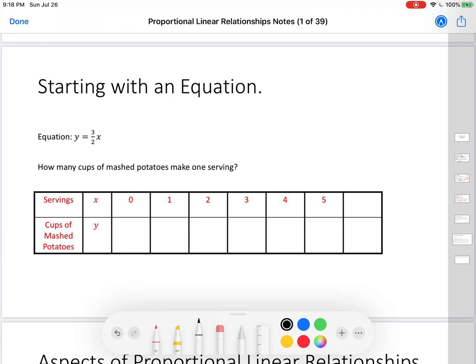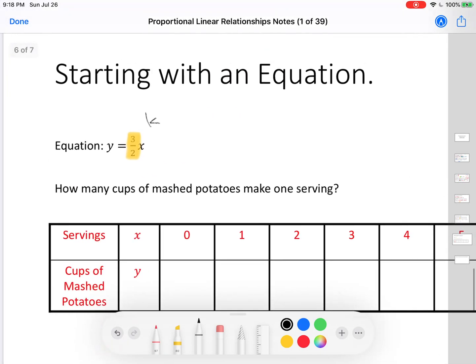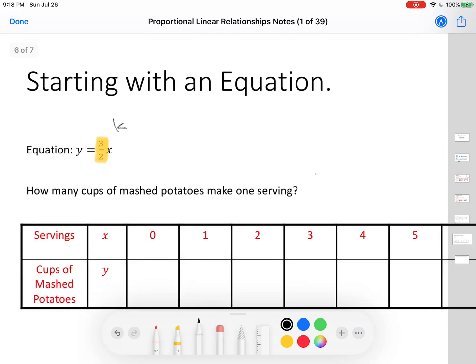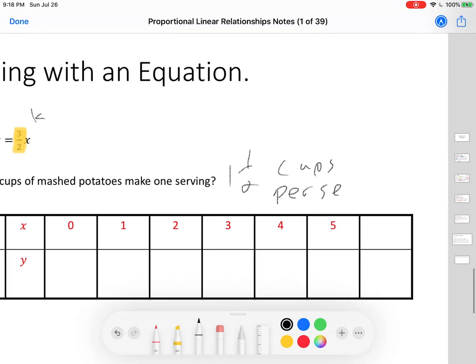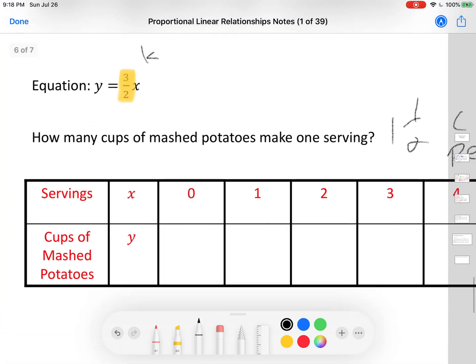Let's start with the equation y equals 3/2 x. Well, how many cups of mashed potatoes make one serving? Let's use a highlighter. This is k. K is the unit rate. What's the unit rate? 3/2. What's 3/2? 3/2 is 1 1/2. So 1 1/2 cups per serving. Yes, I want you to have the per in there so it looks like a unit rate. Per serving, yes.